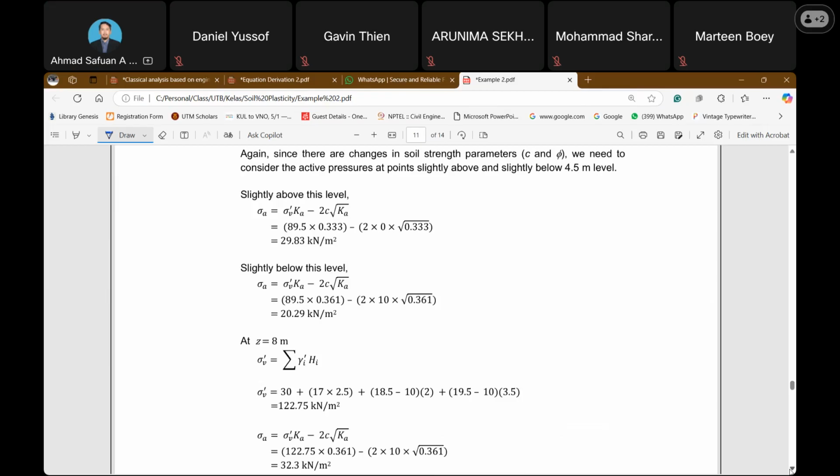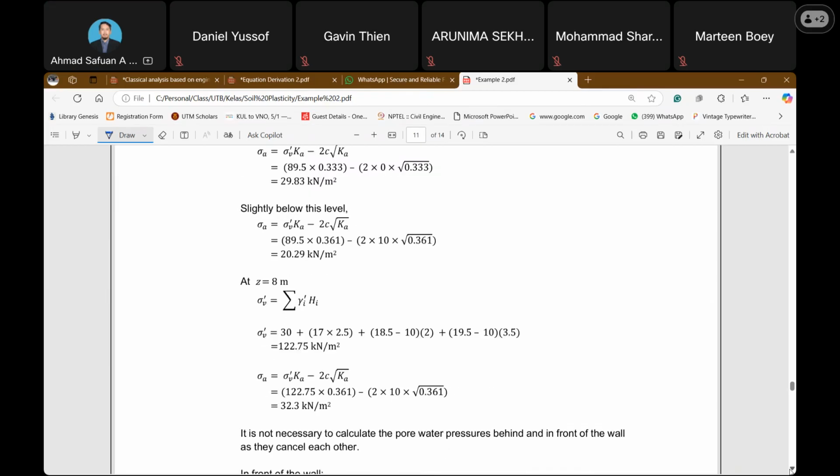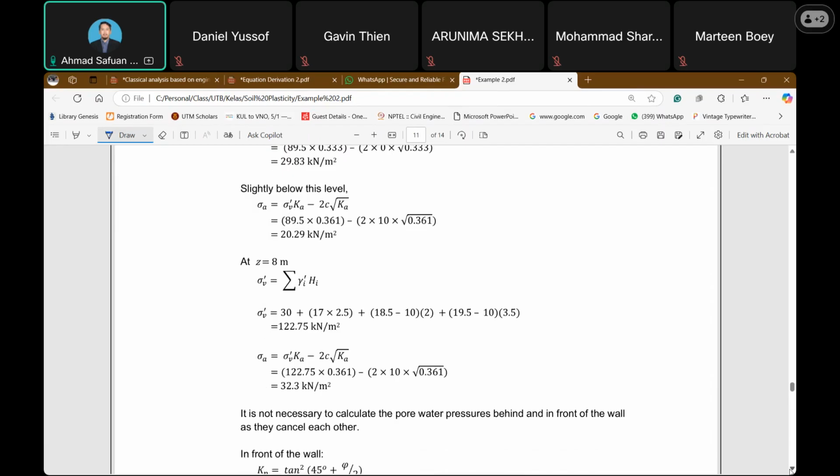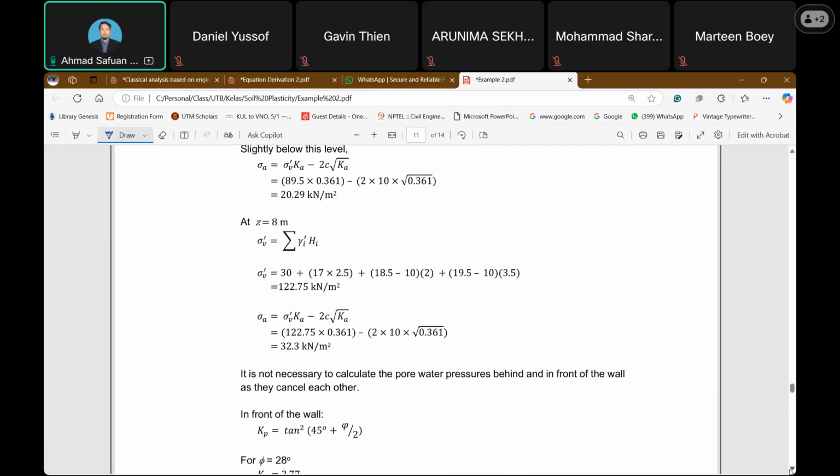Sigma A is equal to 30.3. It's not necessary to calculate the pore water pressure behind and in front of the wall, as they cancel each other because they are located at the same height.